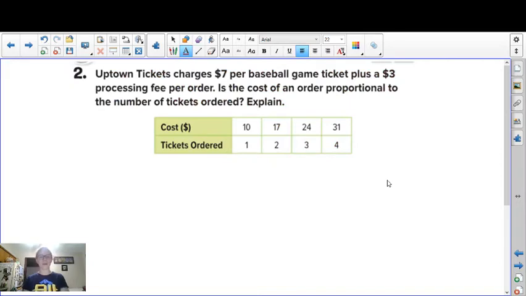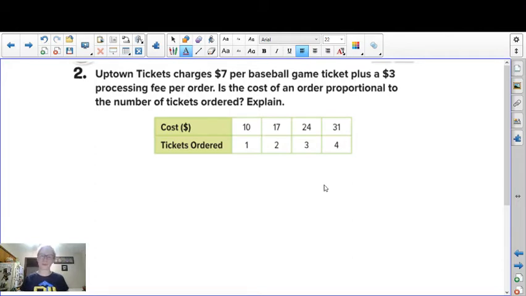Next one. Uptown tickets charge $7 for a baseball game ticket, plus a $3 processing fee per order. Is the cost of an order proportional to the number of tickets ordered? Explain. So again, we have to see if it's proportional by seeing if they're equivalent ratios.